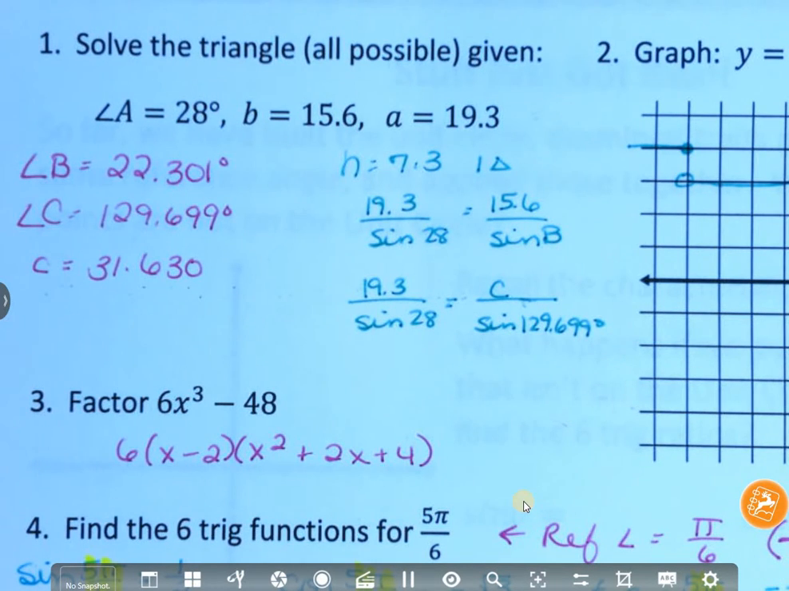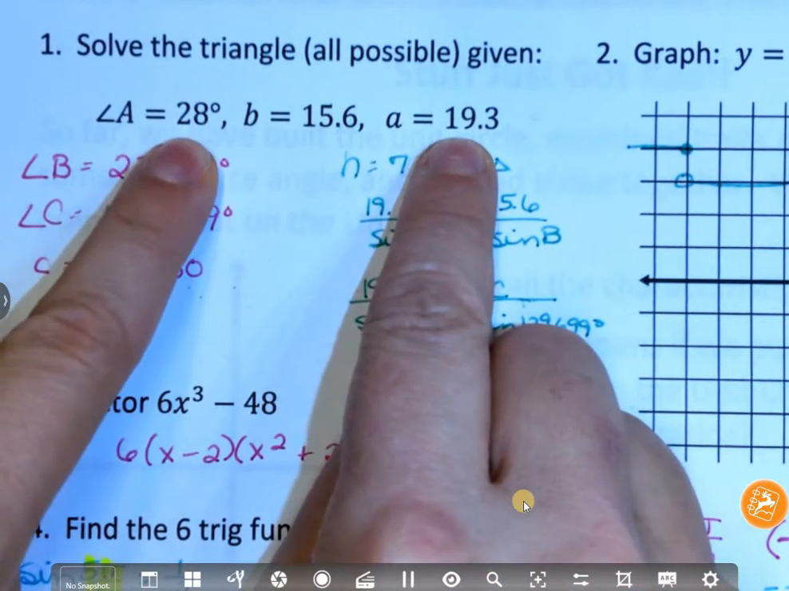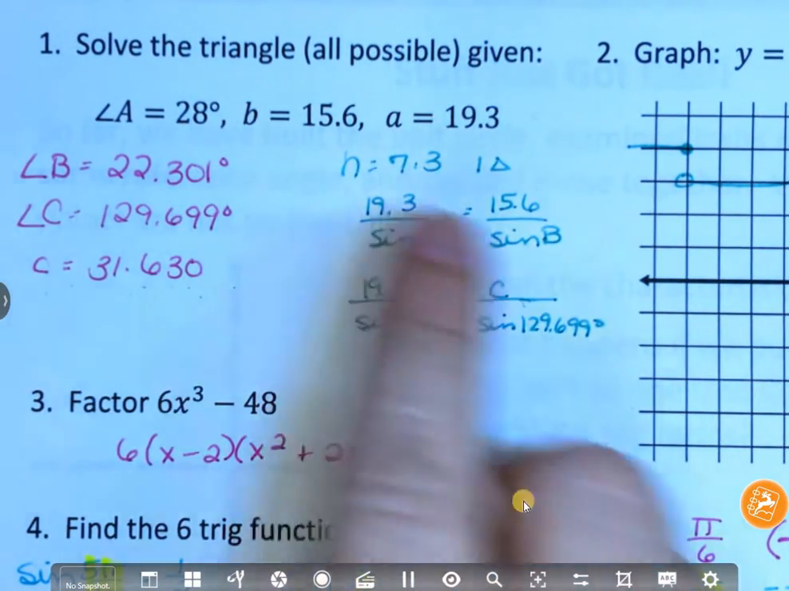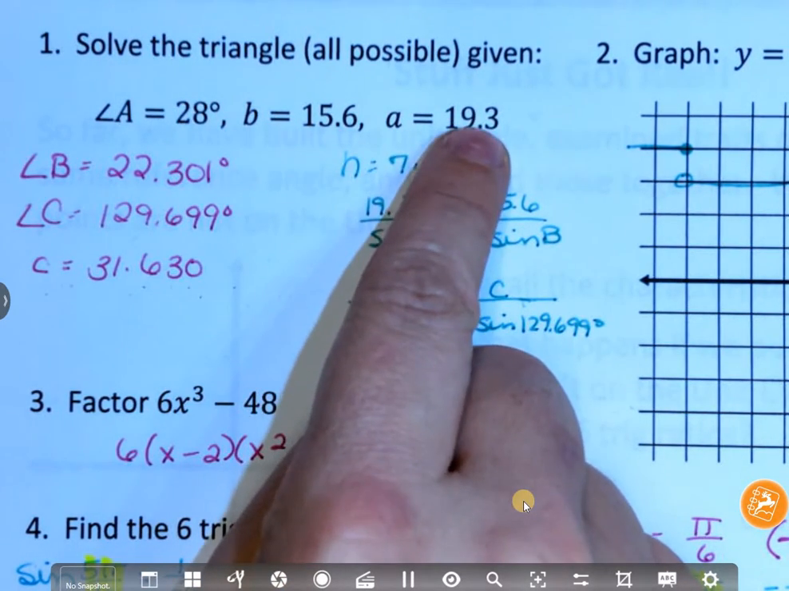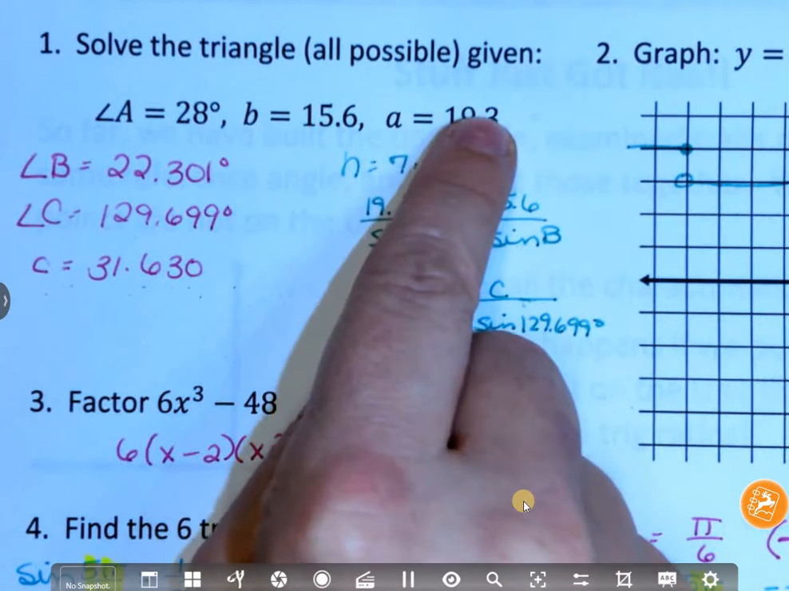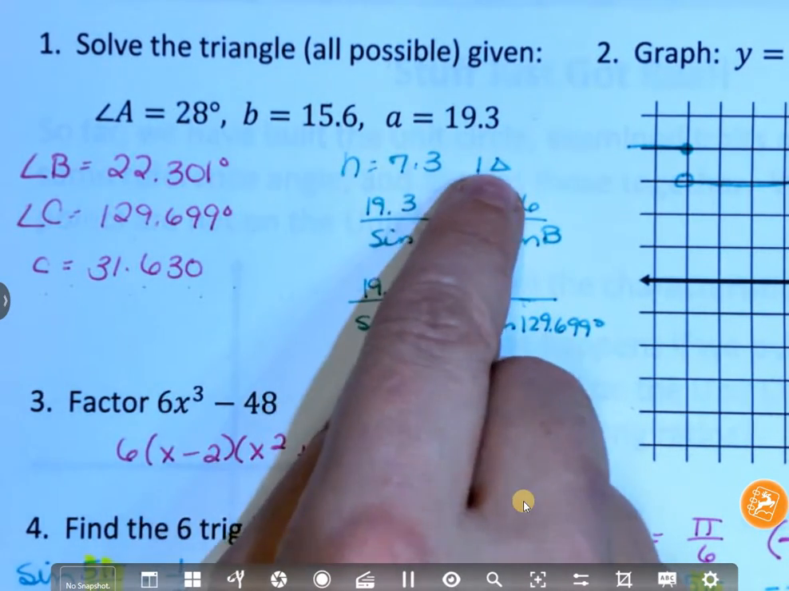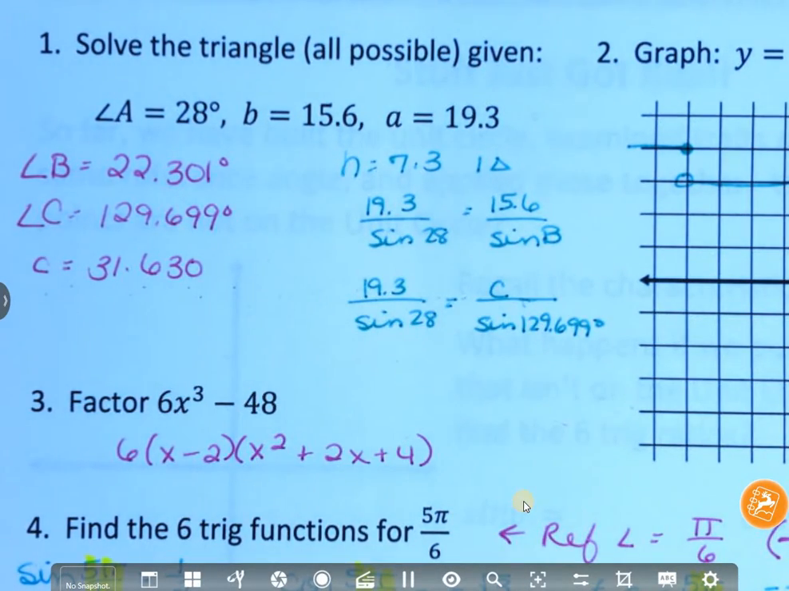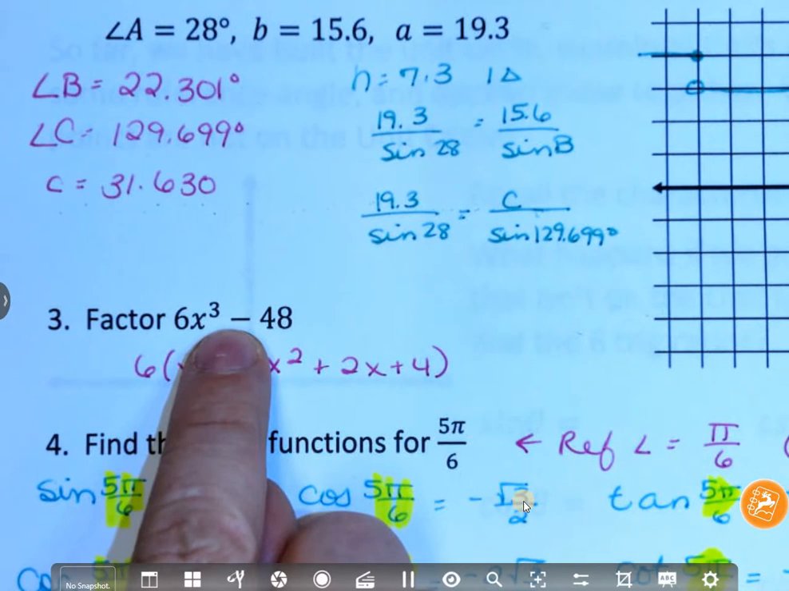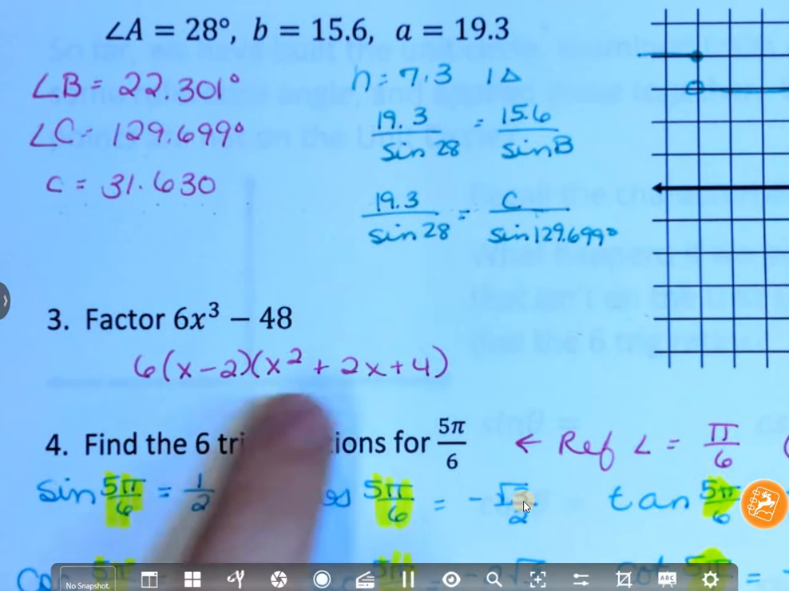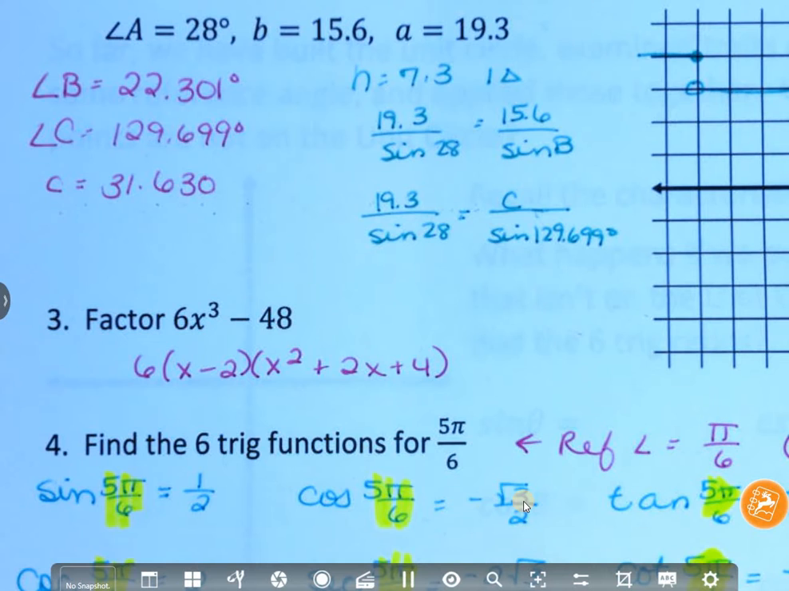You had an angle side pair. You could use law of sines. When you find your height, you learn that the height is 7.3. And your opposite is bigger than your height. Your opposite is also bigger than your adjacent, so you only have one triangle possible. And since we're looking at that side, always factor your GCF out first. Then that becomes a difference of cubes. Okay?